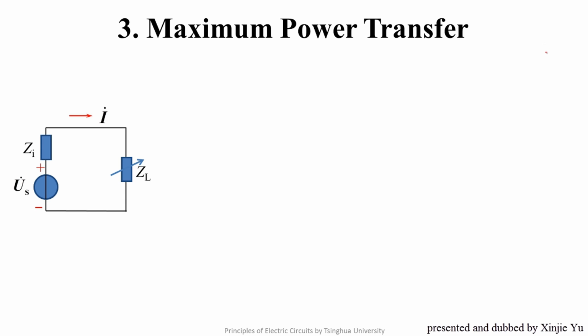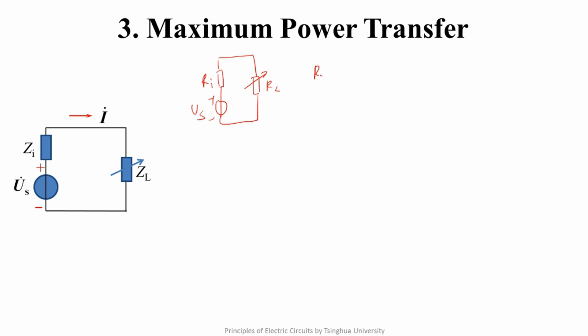Next, we discuss maximum power transfer. We know that in the resistive circuit, if the internal resistance of a voltage source is Ri, and the outside load RL is a variable resistance, then the load would gain the maximum power when RL equals Ri, and the maximum power is US squared over 4 times Ri.